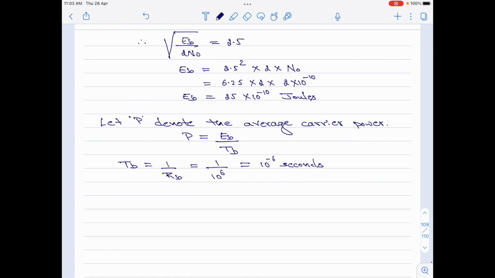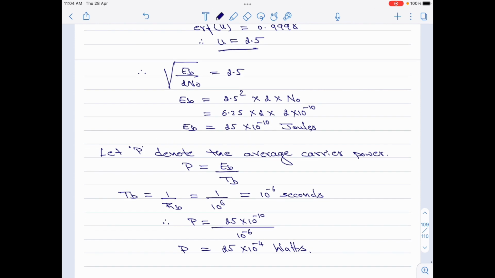Let me now substitute it back into the equation for P. Therefore, carrier power P is equal to EB, which is 25 into 10 to the power of minus 10, divided by TB, which is 10 to the power minus 6. So, this is equal to 25 into 10 to the power of minus 4 watts. This is the value for the average transmitted power or the average carrier power.